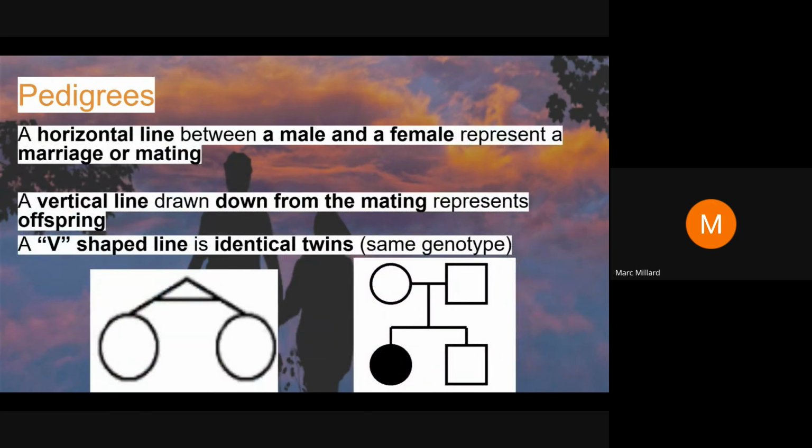Any horizontal lines between a male and female, like here, represent a marriage or mating. And then vertical lines going up and down, drawn from the mating, represent any offspring. So this would be the offspring of these two parents. If there's a V-shaped line like this, it'll indicate that those are identical twins, which means they will have the same genotype for that trait.